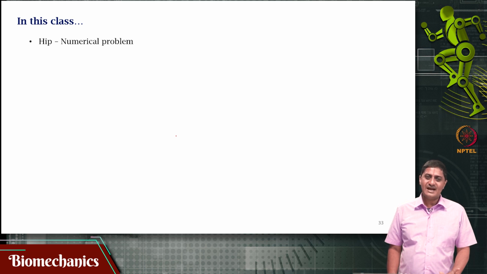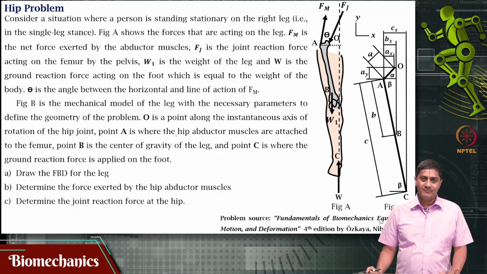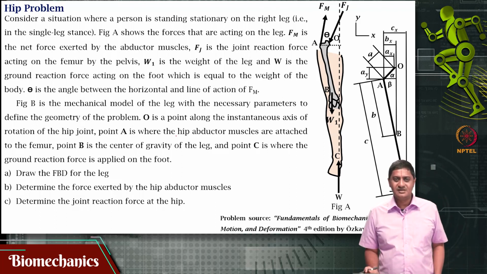This is static analysis of the hip joint. Let us read this problem. Consider a situation where a person is standing stationary on the right leg. That is, this person is standing only on one leg, single leg stance. For the purpose of this problem, let us assume this is true.